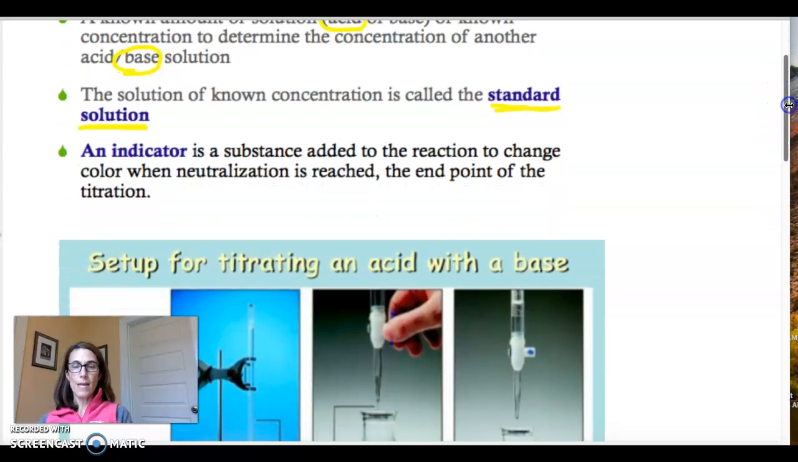And this is where last week you learned about what indicators were and what they were used for. This is when the indicator comes in handy. The indicator is added to that standard solution so that when we start adding our unknown, we are able to detect when neutralization is reached. Neutralization is reached at the end point of the titration.